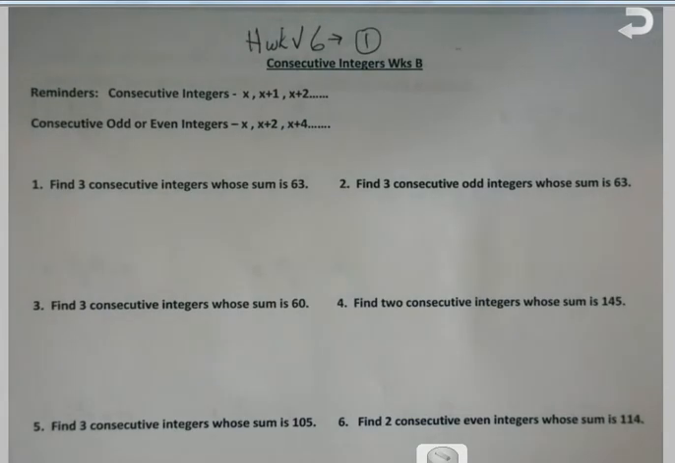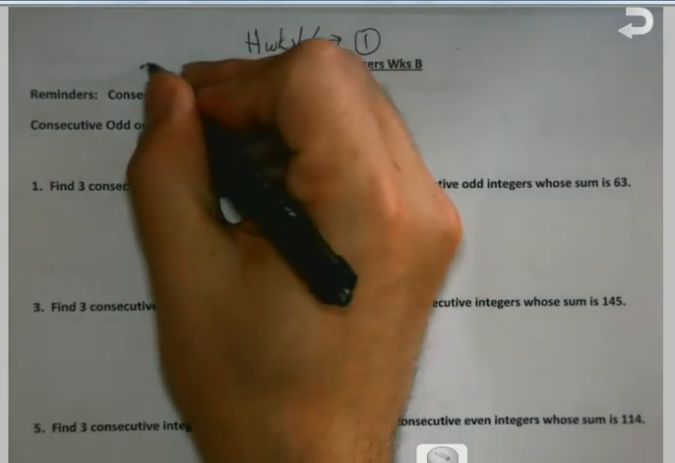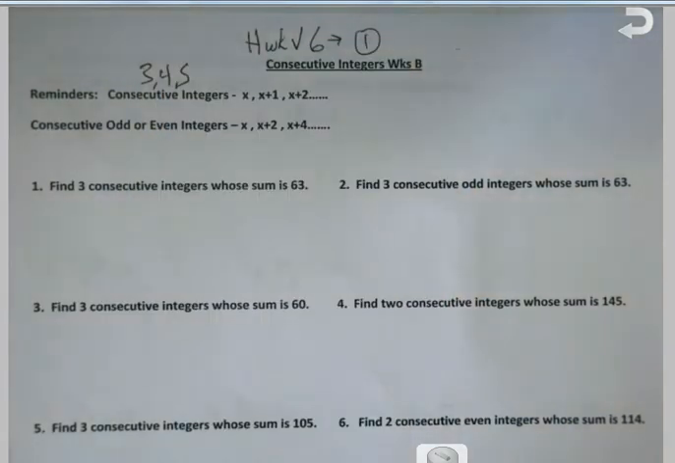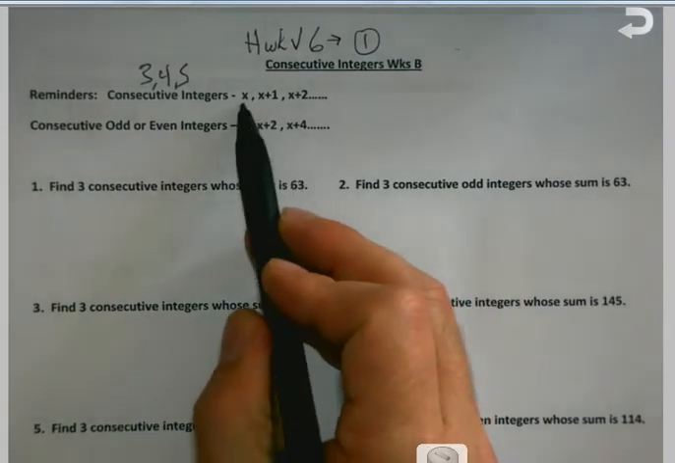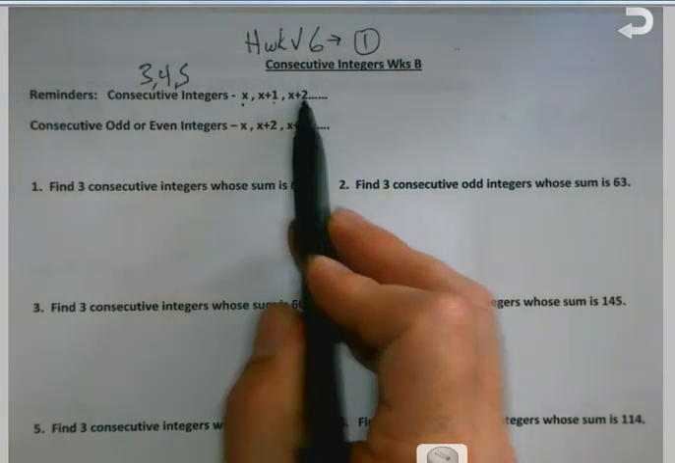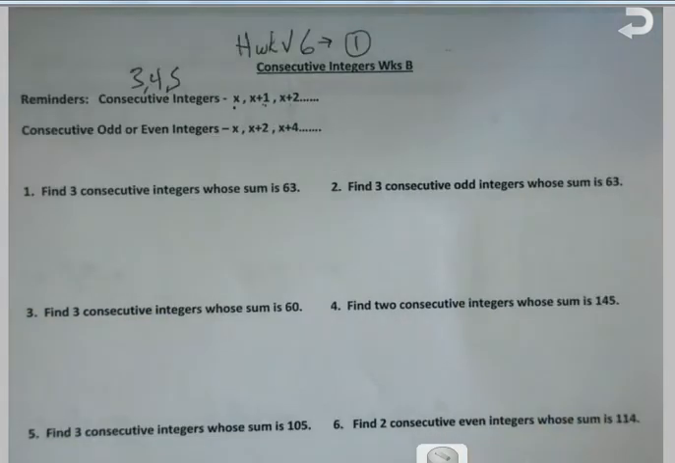So what we're going to do here is just a reminder of what we were doing yesterday. When you have consecutive integers, like 3 and 4 and 5, where you're just counting with numbers, if I need to put those into an equation so I can find some values, I just start with x, and I go up 1 each time. So I add 1, I add 2, I add 3, however many I need to do.